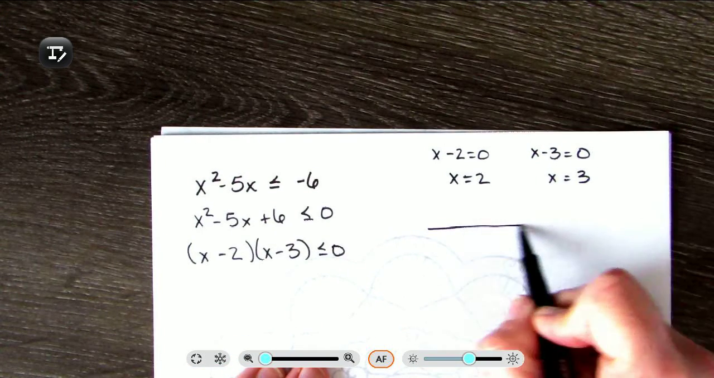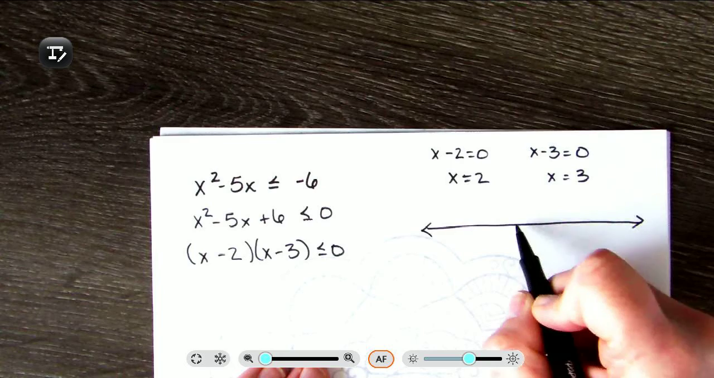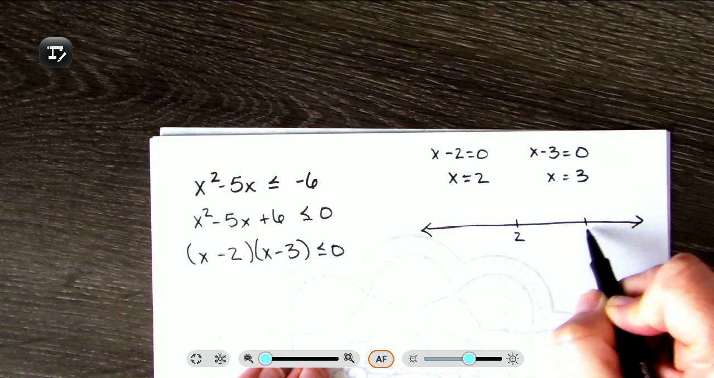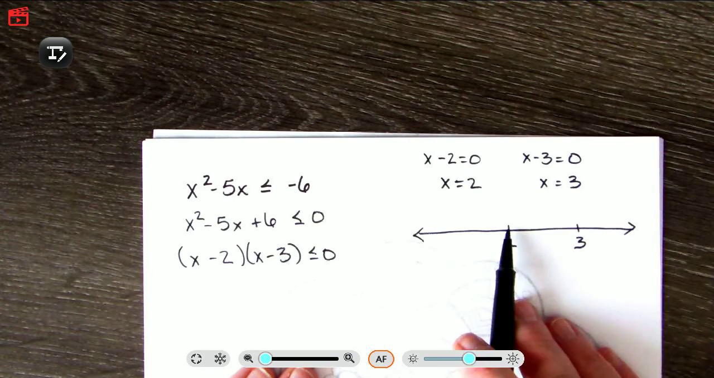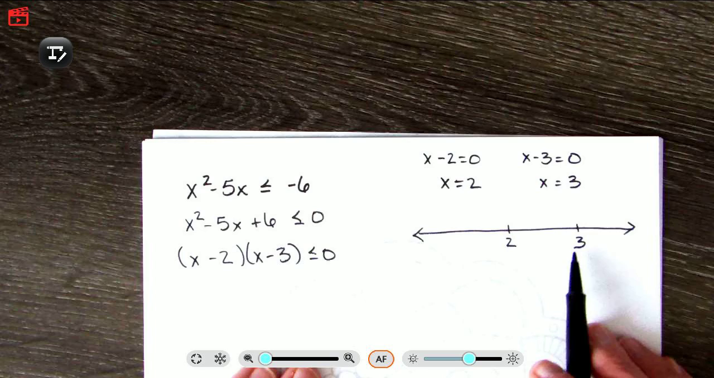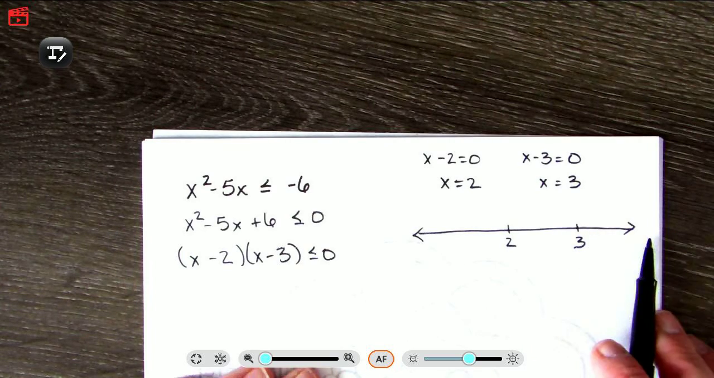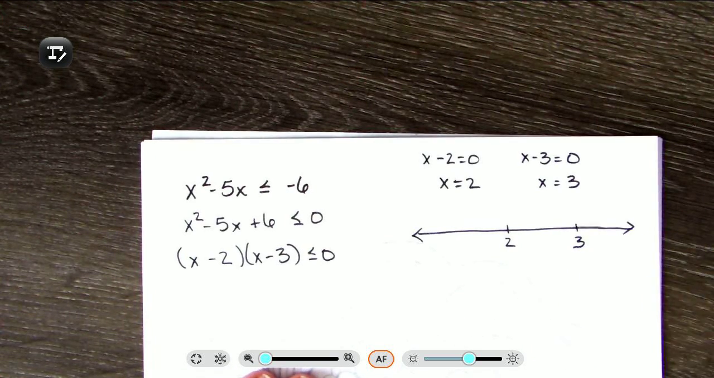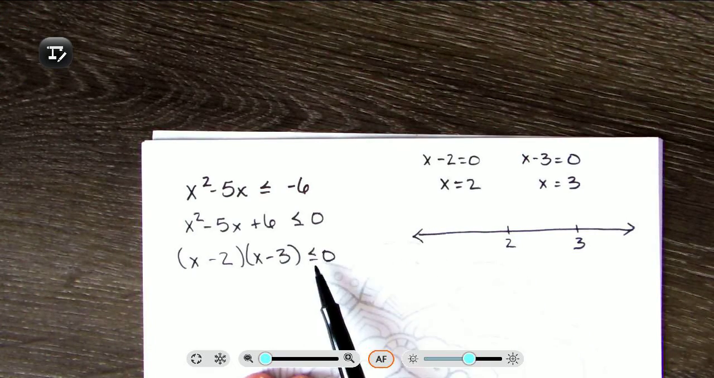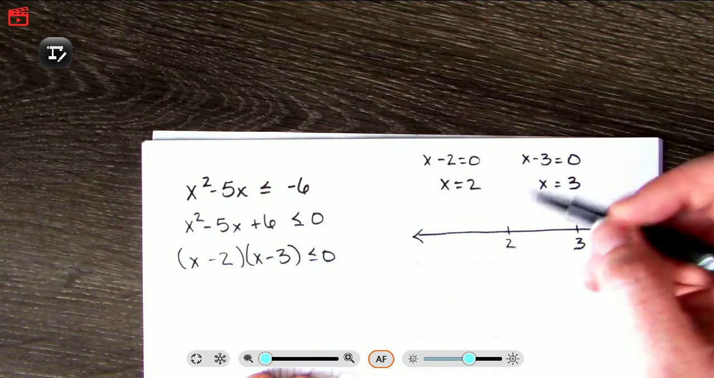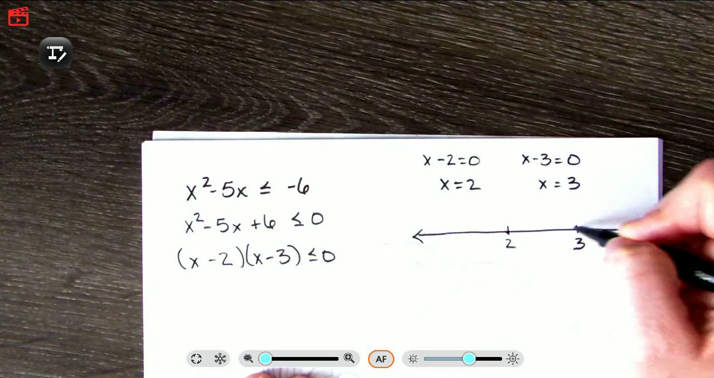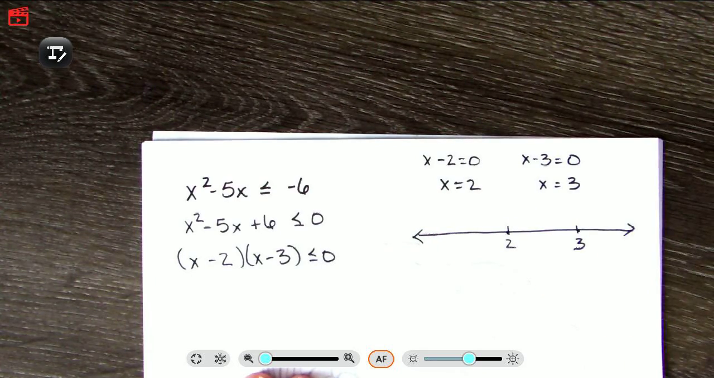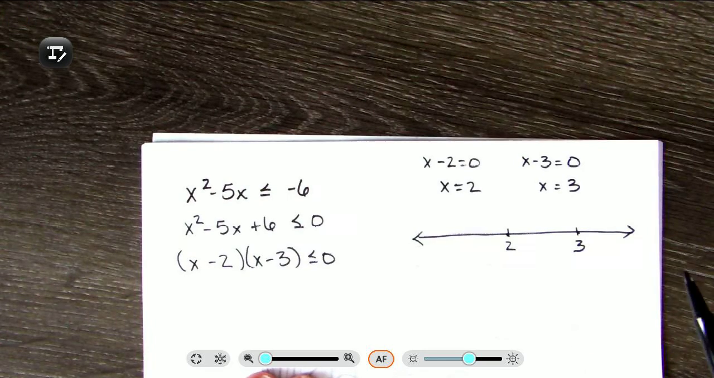Then what we do is we're going to break this up and put those numbers on a number line. So I'm going to put a 2, and I'm going to put a 3 here. That kind of breaks the number line into 3 regions: everything that's smaller than 2, values between 2 and 3, and then 3 and above. And what we want to do is know where this thing is less than or equal to 0. Okay, I know where it's equal to 0. It is equal to 0 at 2 and at 3. So we will be including those values in our solution. But I don't know where it's smaller than 0.